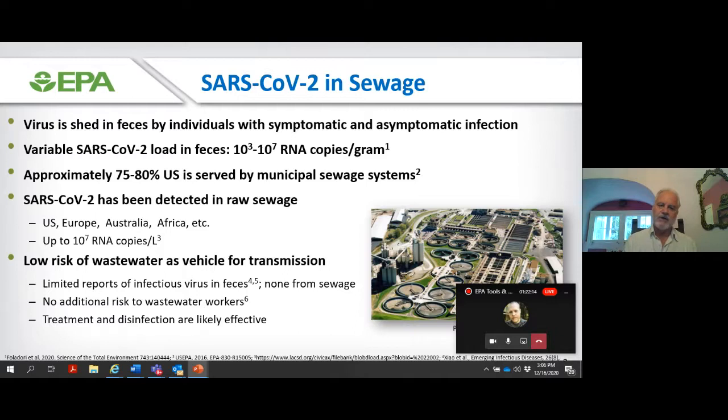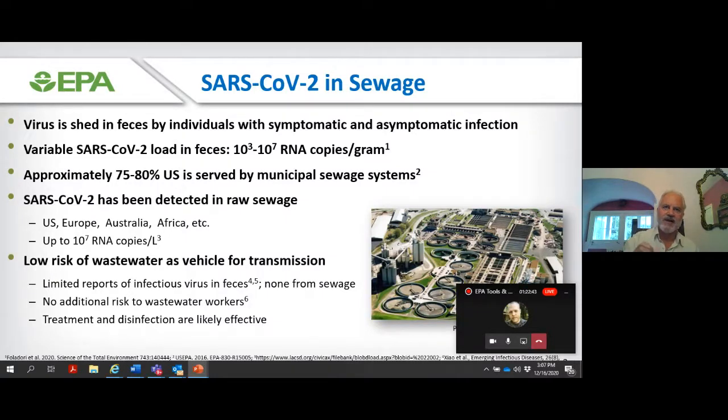And indeed, early on in the pandemic, the SARS CoV-2 virus was detected in raw sewage, first in early reports in Europe, but then really across the world. And levels up to 10 to the 7th RNA copies per liter. And when we say that, and we'll get a little bit more into the details, we're talking about detection of the molecular signature for the virus. And it's not detection of infectious virus. And that's what the last bullet on the slide addresses.